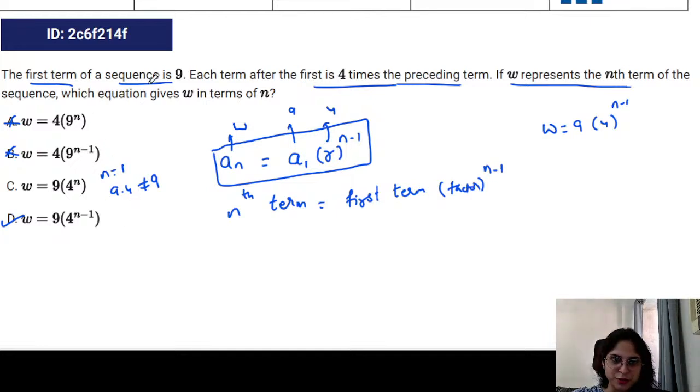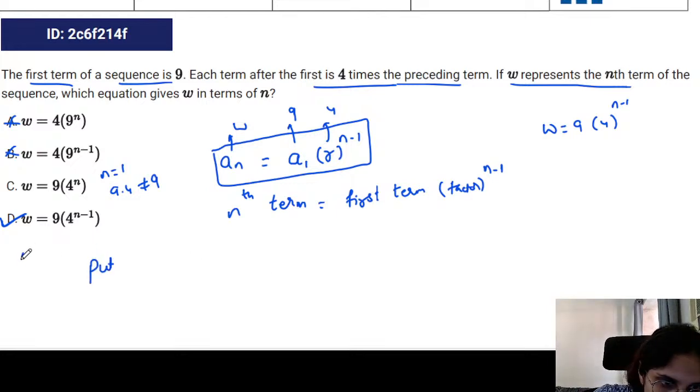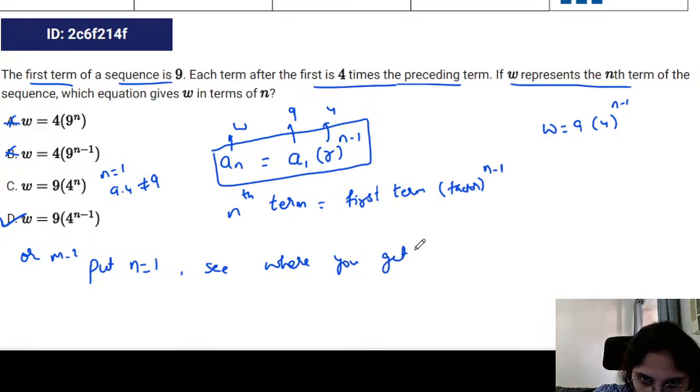Got it? That is what also you can do. First term is given to you as 9, so you can put n equal to 9 in all of them. Here you will get 4 times 9, that's 36, that's not correct. Here you will get 4, that's also not correct. Here you will get 36, that's not correct. Here you will get 9. So this is the correct answer. I hope I made it clear. So you can do one thing, put n equal to 1 and see where you get w equals 9, because that's the first term.